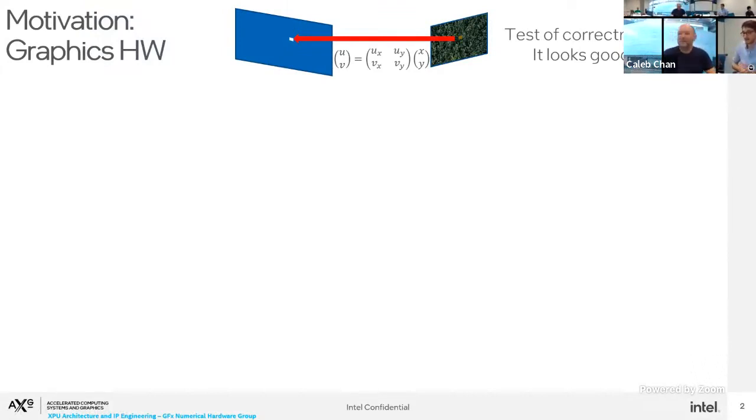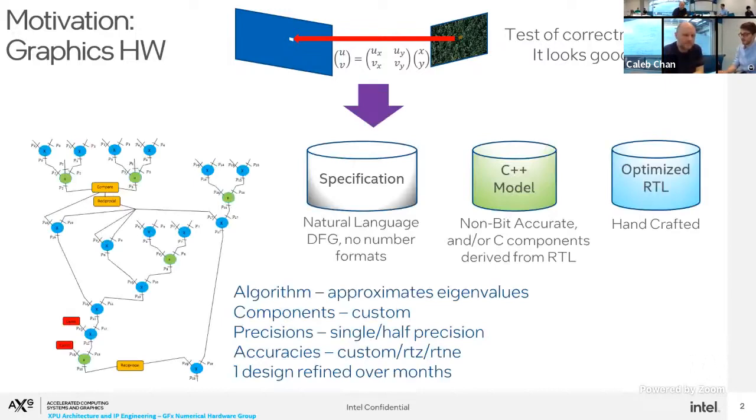What we deal with in graphics hardware is generating hardware that produces correct results, where correct is purely just, does it look okay on your screen? A lot of the time, our specs are much more flimsy than you have in the CPU world. None of the IEEE stuff applies anymore. And so the reality is that our specifications are often natural language, no number formats. We generate non-bit accurate C models, and then we have to generate some really optimized RTL that maybe does something similar to what the C++ model does, but actually might do something entirely different.